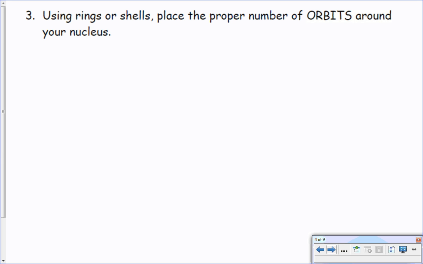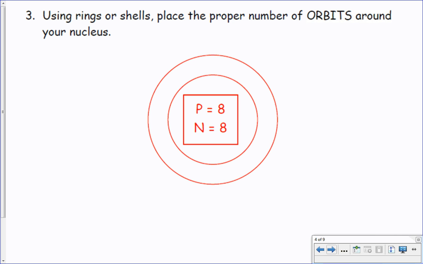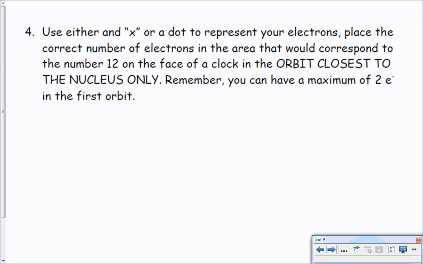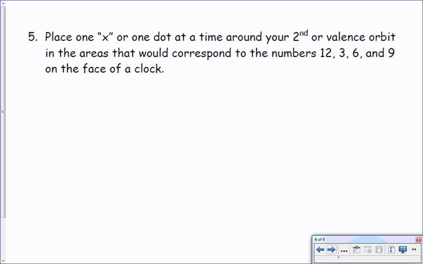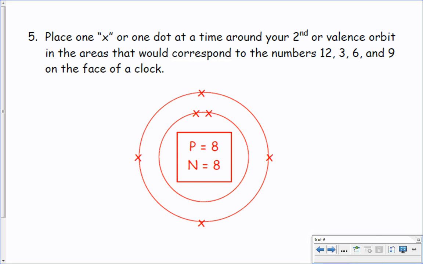Step 3 says using rings or shells, place the proper number of orbitals around that box that we drew. So we just went through, there's 2 orbitals. So now we have 2 orbitals. I put 2 rings around my box. Now it says put an X or a dot to represent the electrons in all the correct orbitals, right? So the first orbital has 2. So there should be 2 X's or 2 dots. You will see that I use dots usually. Then it says put 1 X at a time around on your second set. So I put 1 X at a time. I have 2, 3, this is 3, 4, 5, 6. Okay?